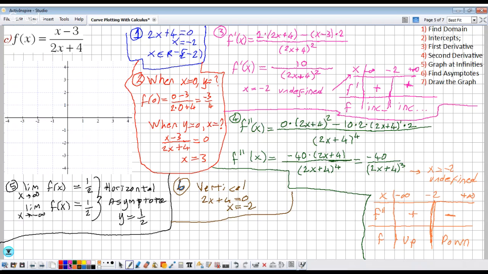Now the final thing, draw the graph. Let's check that. Did we find any clear point? When x is equal to 0, the result is minus 3 over 4, like minus 0.75, somewhere in here. Did we find another result? When x is equal to 3, y is 0. Another point in here. Did I find maximum or minimum points from the first derivative?